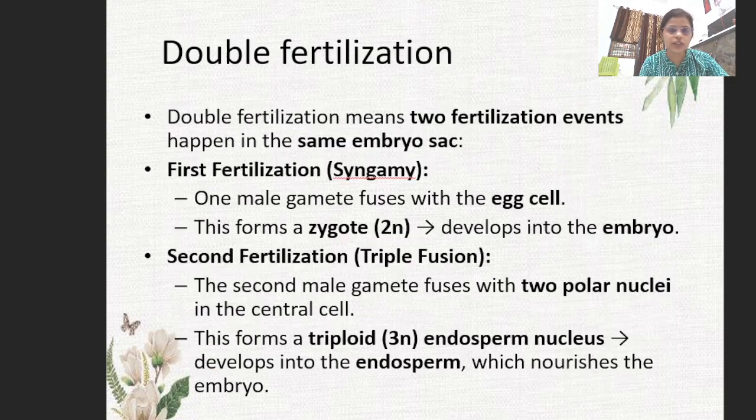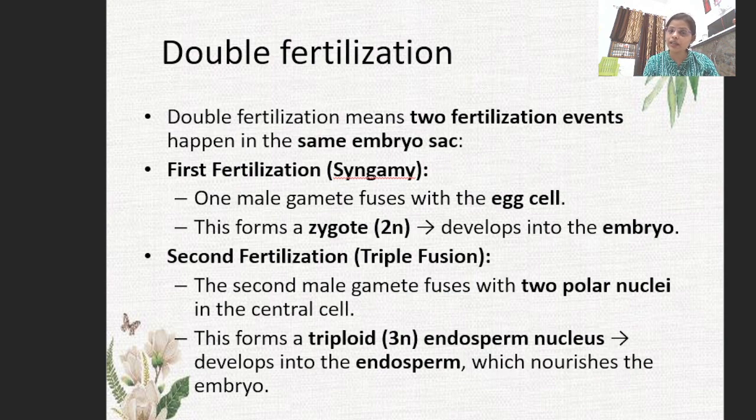Now we are moving towards double fertilization. As we have discussed earlier, two fertilization events happen in the same embryo sac simultaneously. The pollen tube has two male gametes. This pollen tube reaches into the embryo sac and releases the two male gametes. One fuses with the egg cell. Since the male gamete and the egg cell are haploid, when they fuse, they produce a diploid cell which we call zygote. And the zygote, after multiple divisions, develops into the embryo.